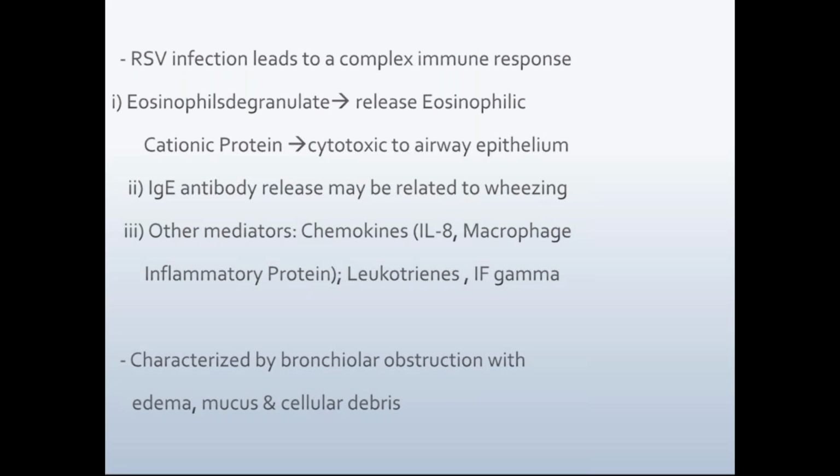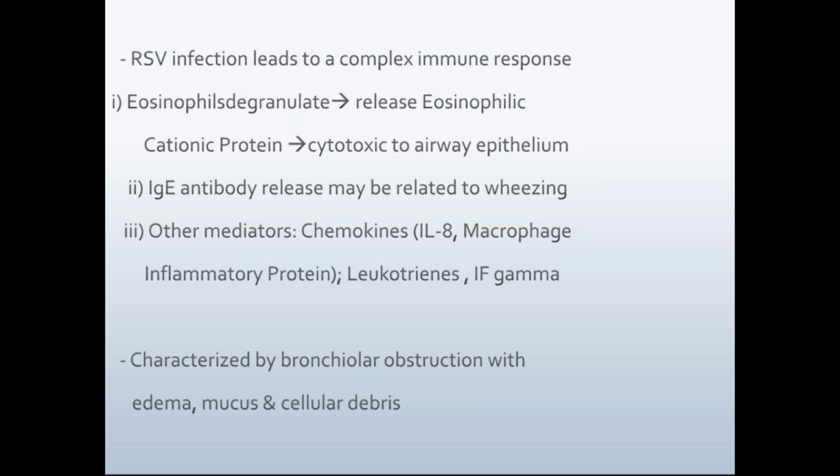Next, in respiratory infection, the most common cause, more than 50% of bronchiolitis, is respiratory syncytial virus infection. What happens exactly? It is a complex immune response. First of all, the eosinophils degranulate and release eosinophilic cationic protein. That cationic protein is cytotoxic, that is, toxic to the cells of the airway epithelium. So there will be destruction of the airway epithelium.